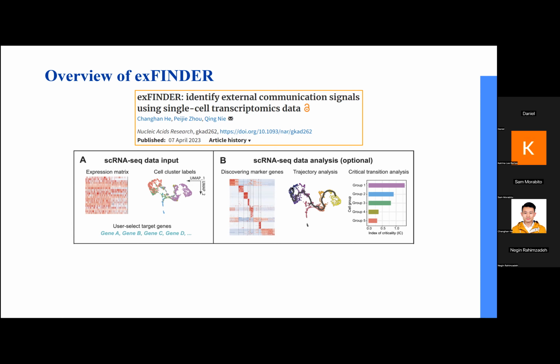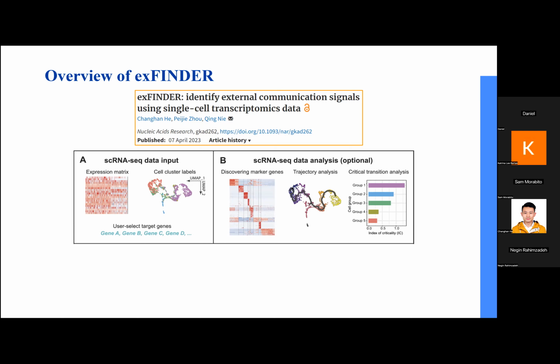So here, there are some optional inputs that we can also provide. First, we can discover the marker genes, and these marker genes may help us select the genes the user is interested in. For example, if we are focusing on what signaling pathways can activate these clusters, then we can select the marker genes of these clusters to be our target genes.